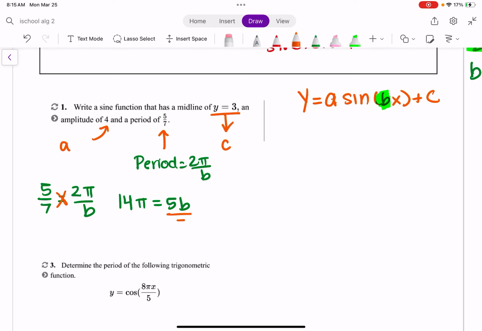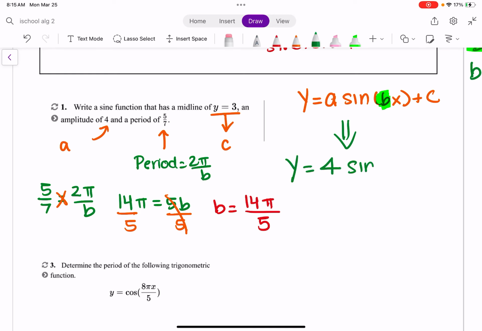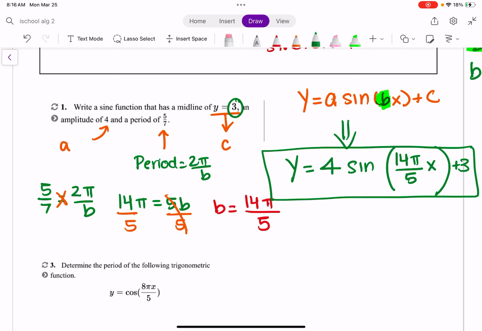And if I want to solve for b, I'm going to divide by 5 on both sides. So b equals 14 pi over 5. Okay? So now I can write out the equation, right? So y equals, my a is 4 sine. I'm going to put in my b, which I solved for, and then my c was positive 3. So this would be the equation.